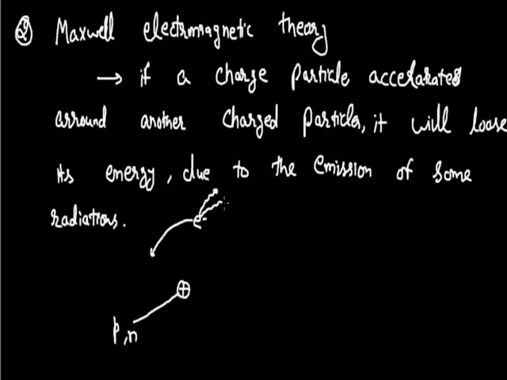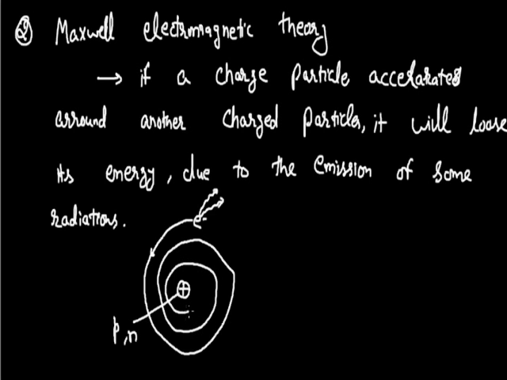And due to the emission of this radiation, the electron will come closer to the nucleus, and finally it will come so close that it should fall into the nucleus. And if the electron falls into the nucleus, the atom should be unstable. But we all know that the atom is stable. So the Rutherford atomic model cannot explain the stability of an atom. This was the major demerit, due to which the Rutherford atomic model was discarded.